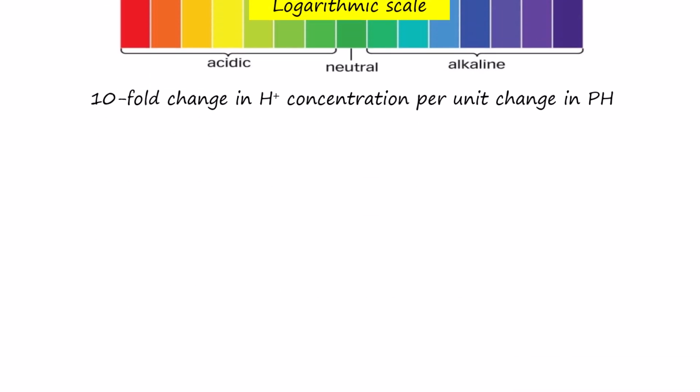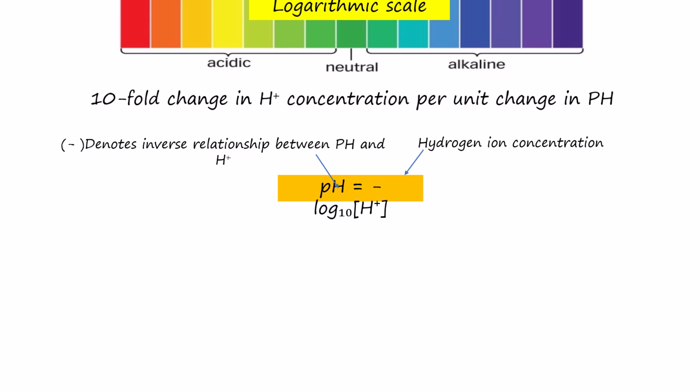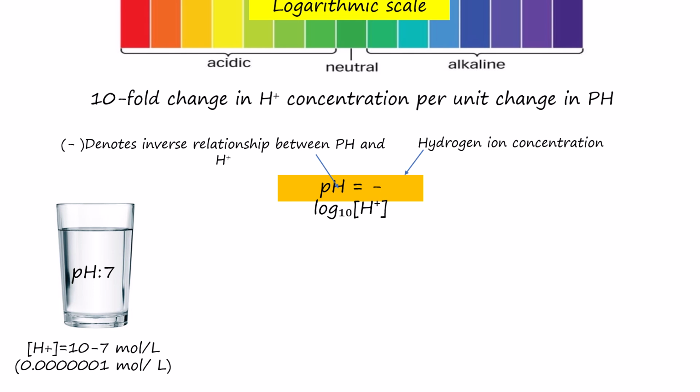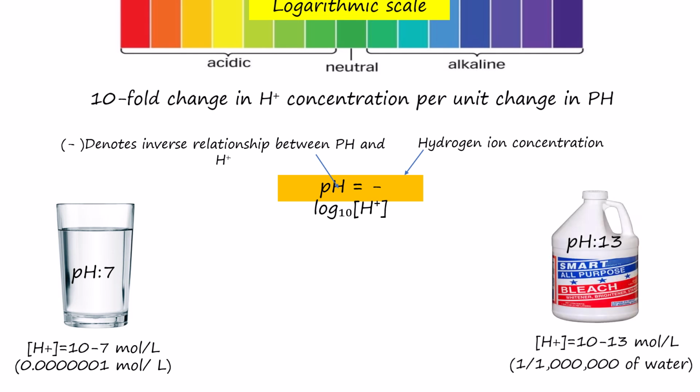The mathematical basis for this comes from the pH formula. For example, neutral water with pH 7 has 10 to the power negative 7 moles per liter of hydrogen ions. Household bleach with pH 13 has 10 to the power negative 13 moles per liter of hydrogen ions, which is 1 over 1 million of water's concentration.